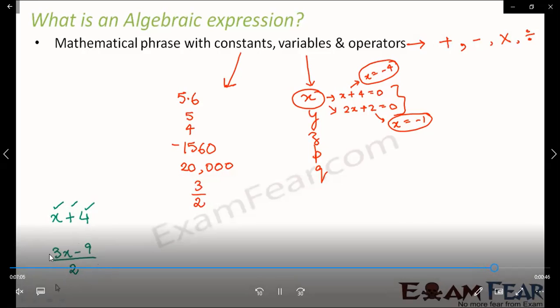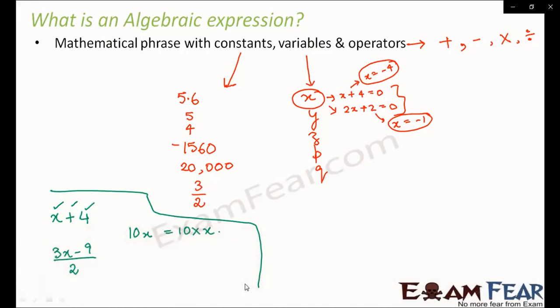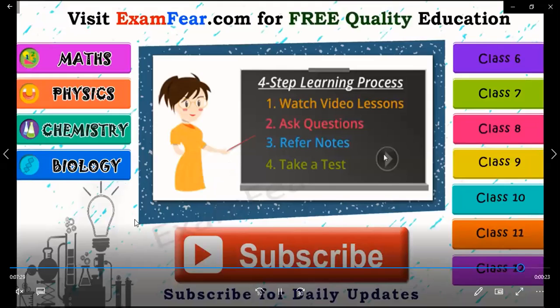We can write it like 3x minus 9 over 2. This is an algebraic expression. 10x, this is an algebraic term. If you are going to say 10 times x, this one consists of 10 multiplied by a variable, so it's called 10x, but this represents an algebraic term.